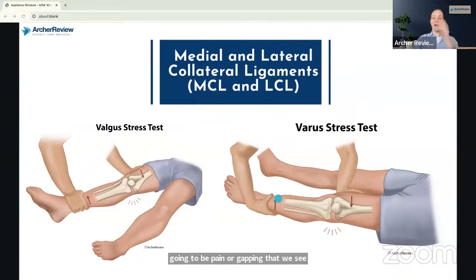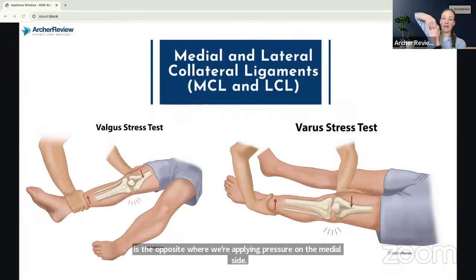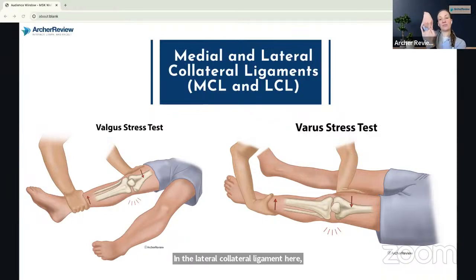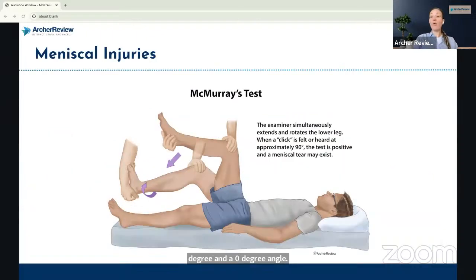All right, and then opposite is the varus stress. So valgus, bringing things together, sticking valgum. Varus is the opposite, where we're applying pressure on the medial side, and the lateral collateral ligament here, its job is to resist any internal pressure moving the knee outwards, okay? So that's what we're really thinking about here. We're performing both of those tests, both at a 30 degree and a 0 degree angle. And that's kind of what we're looking for as far as pain or that gapping in the medial joint space.